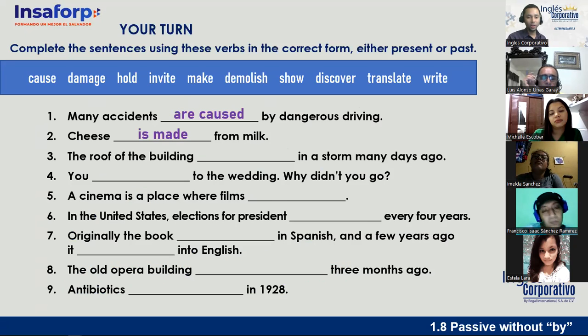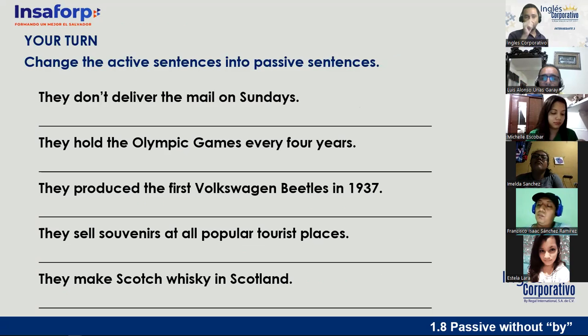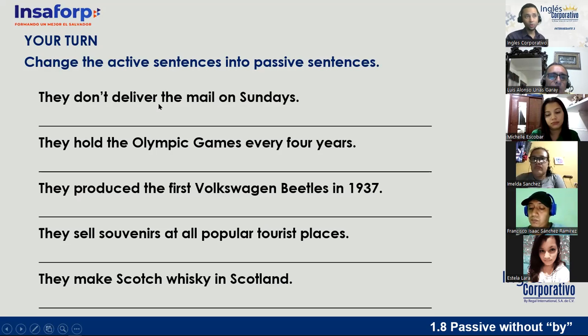So, again, here. So, change the active sentences into passive sentences. Okay. In some occasions, take a look. For example, the first one, it's negative. Okay. If the sentence is negative, that means that the verb be is negative, okay?